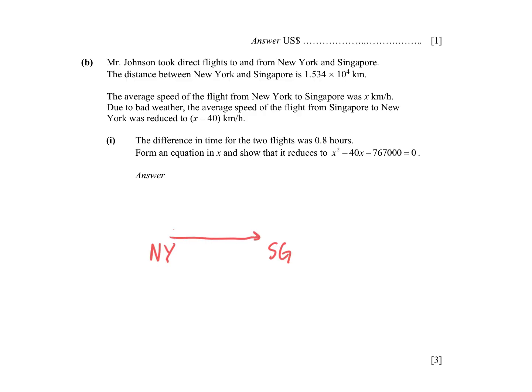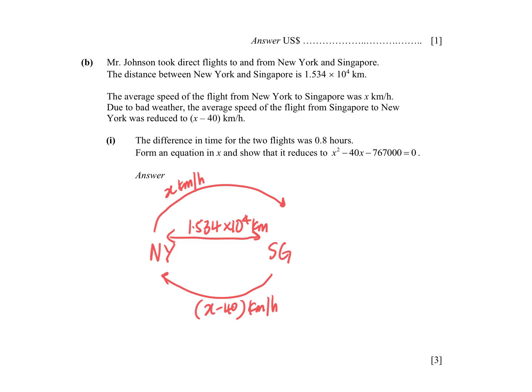Distance 1.534 times 10 to the power of 4 kilometers. Average speed from New York to here is X kilometers per hour. But the return journey was reduced to X minus 40 kilometers per hour. So this is how it looks like in a diagram. The difference in time between the two flights is 0.8 hours.